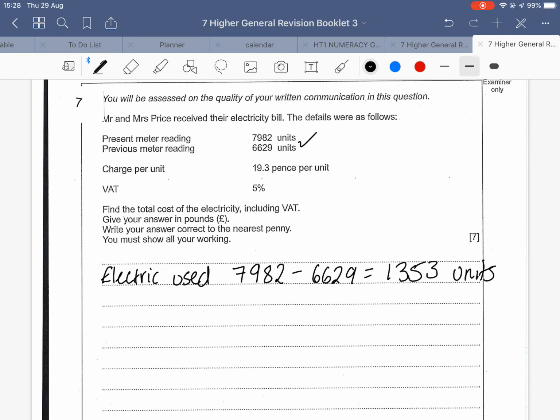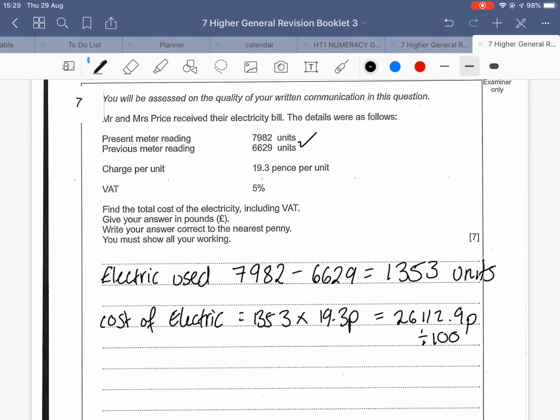Electricity used is just 19.3 pence per unit, so we just need to times that by 19.3 pence. So cost of electricity is going to be 1353 times 19.3 pence. You could have put it in pounds right there if you wanted to. I kept in pence for now. So that gives me 26112.9p. We should know that there's 100 pence in a pound. So if I just divide that by 100, I get 261 pounds and 13 pence.